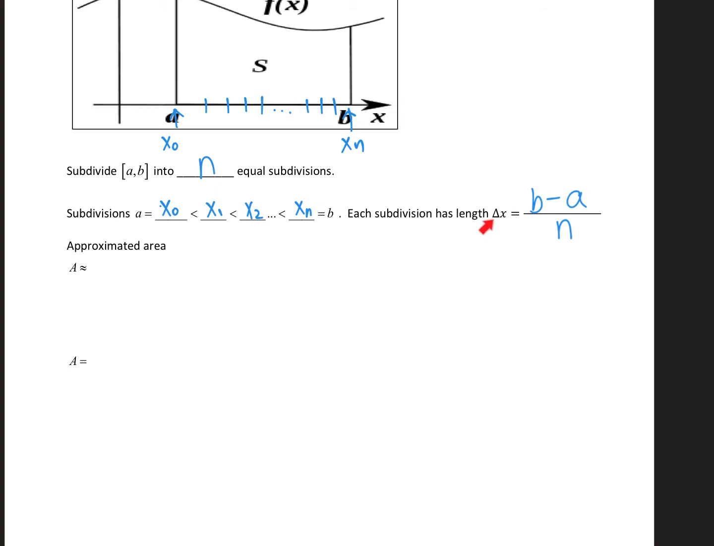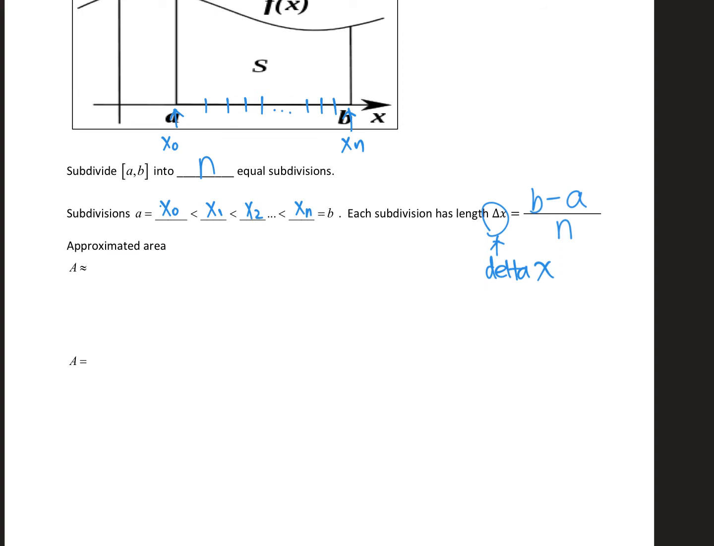Okay, so this little letter that looks like a triangle, I'm going to read this as delta x. Delta usually in math represents a change in value, like from the first chunk to the second chunk. So this is just a notation that we're going to be using.